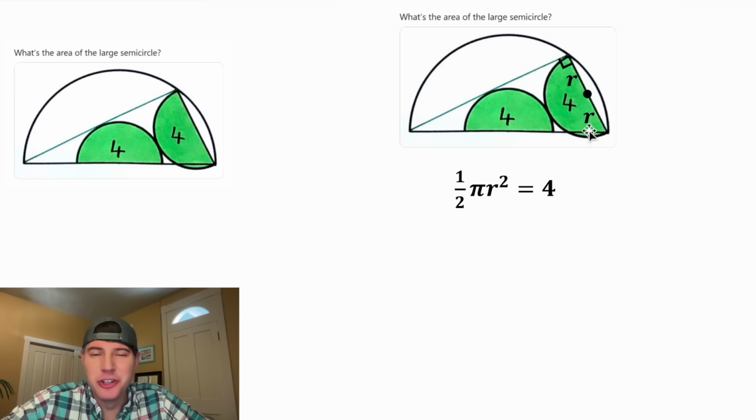Now from here, we do have enough information to solve for R. Since we know that the area of the semicircle is equal to 4, we can say 1/2 of pi r squared is equal to 4. And then we could solve for R. But I'm going to wait on this because I don't know for sure if we're going to need R.